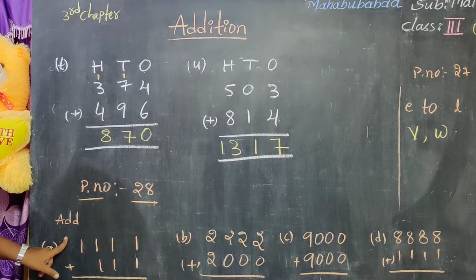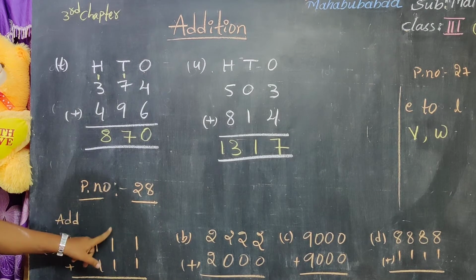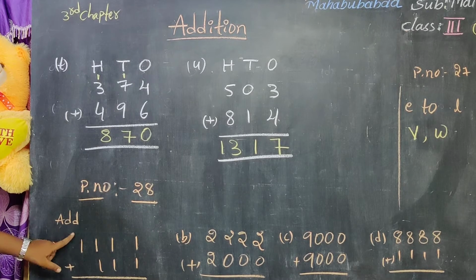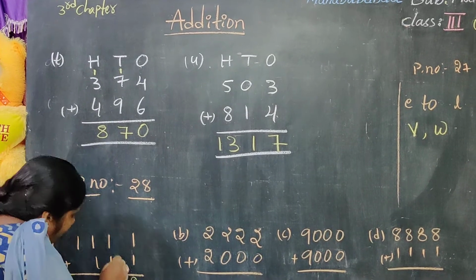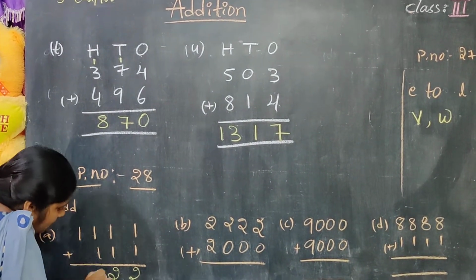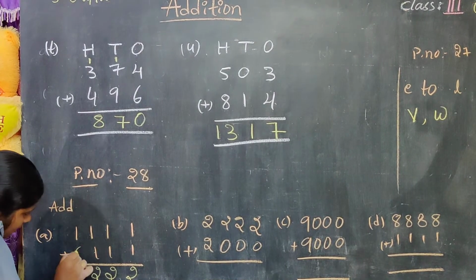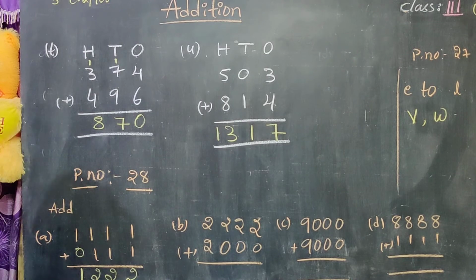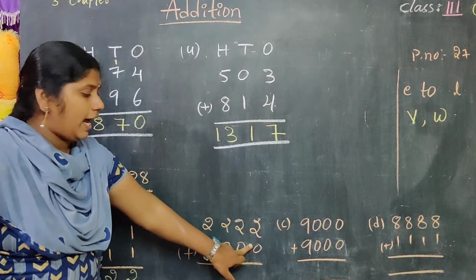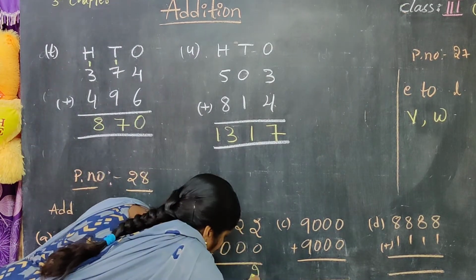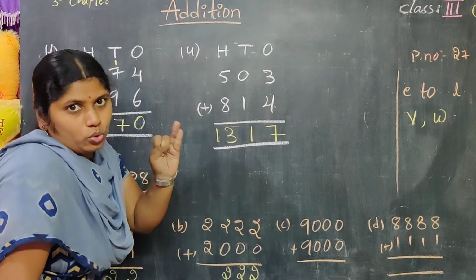So now, 1 plus 1. How many place values are here? Ones, tens, hundreds, thousands, up to thousands here. 1 plus 1, 2. 1 plus 1, 2. 1 plus 1, 2. There is no value in the thousands place, so take 0. 1 plus 0, 1. Next, B: 2 plus 0, how much? If you add 0 to any value, the answer is the same. 2. 2 plus 2: 3, 4.